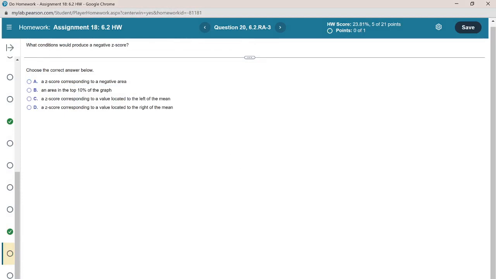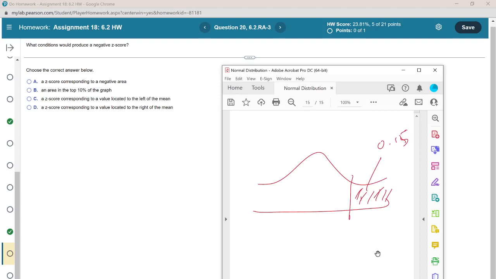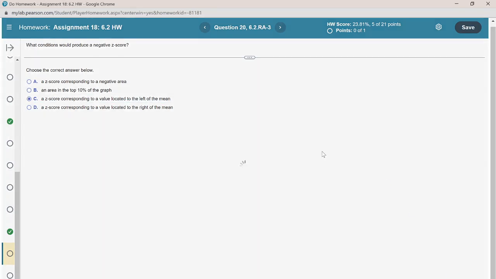What condition would produce a negative z-score? If you look at the standard normal distribution, z-score means mean equals 0, standard deviation equals 1. To the left is a negative z-score. To the right is a positive z-score. What condition would produce a negative z-score? A z-score corresponding to a value located to the left of the mean. Yeah, this is the right answer.